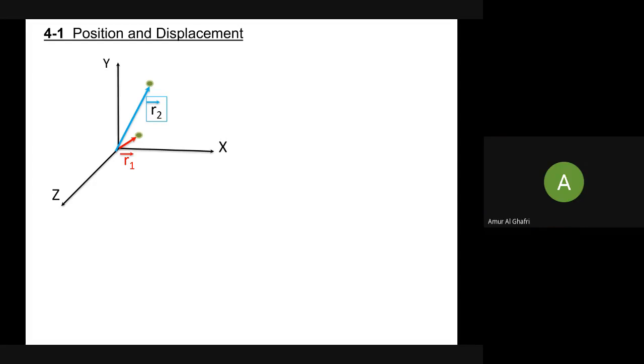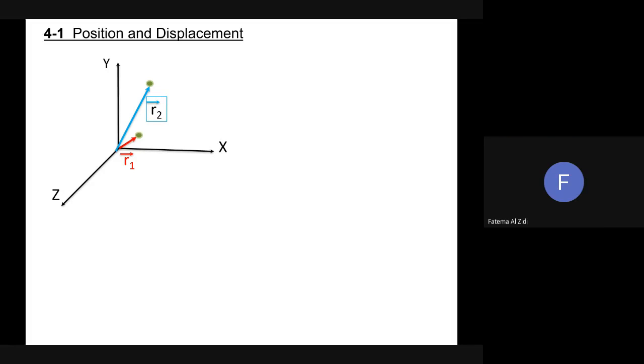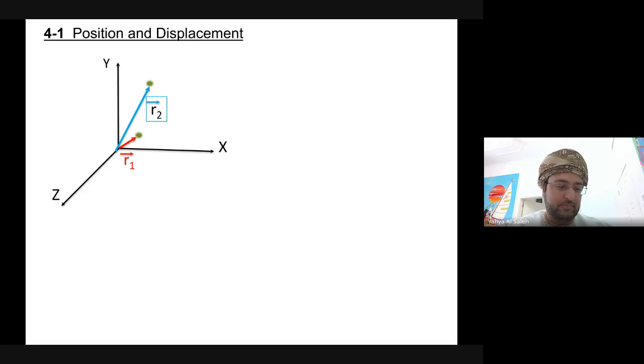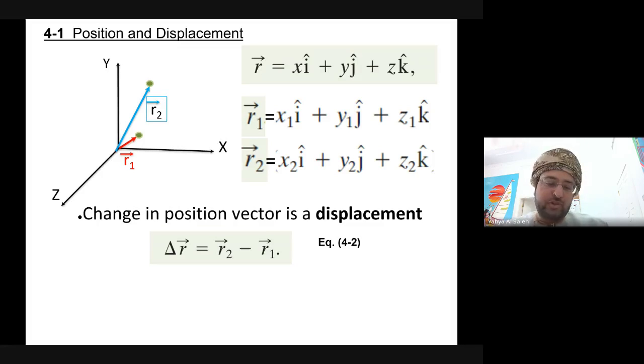R2 minus R1. Delta R. Change in position vector is a displacement. R2 minus R1. How do we do R2 minus R1?